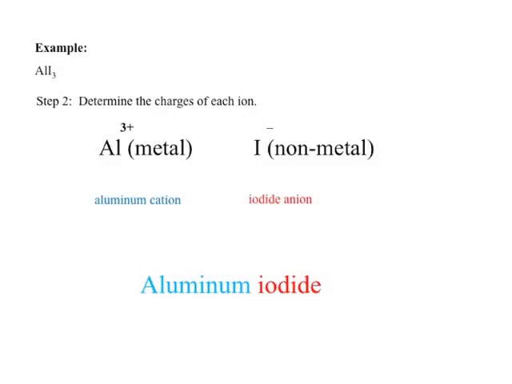So remember, the name of the ionic compound is simply the cation's name and the anion's name. Therefore, the cation is aluminum cation. The anion's name is iodide anion. Therefore, the name is aluminum iodide. Because these are not molecules, you do not use a prefix. For example, aluminum triiodide is wrong. You do not use a prefix such as tri. Let's move to the next slide.